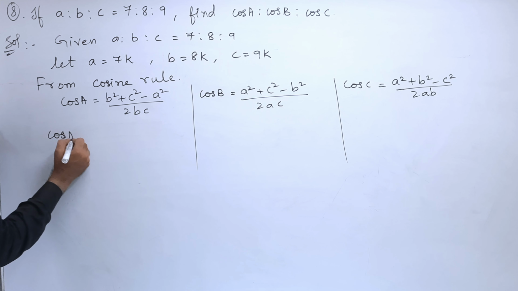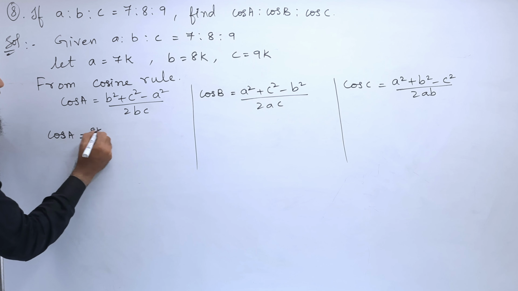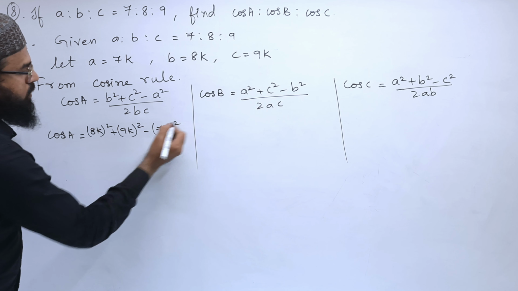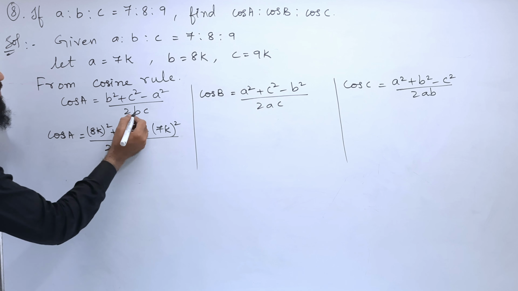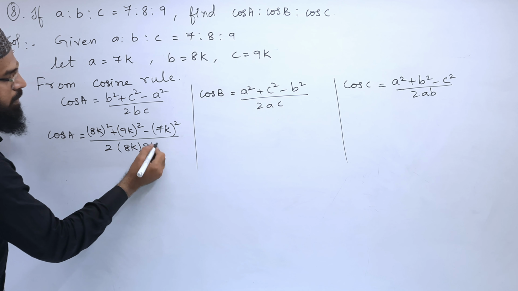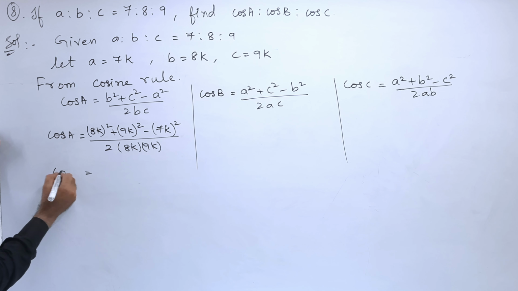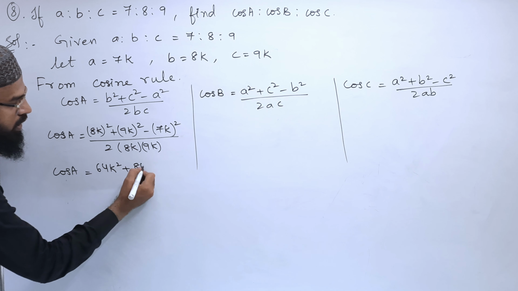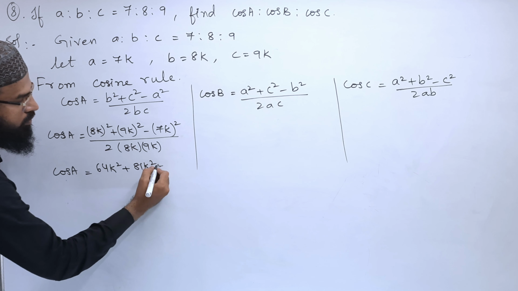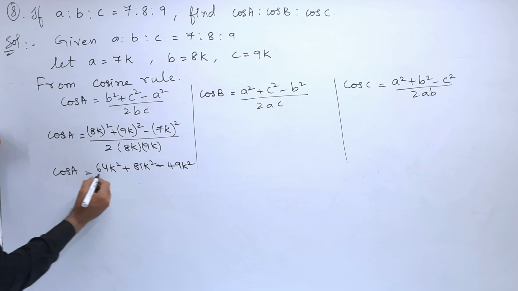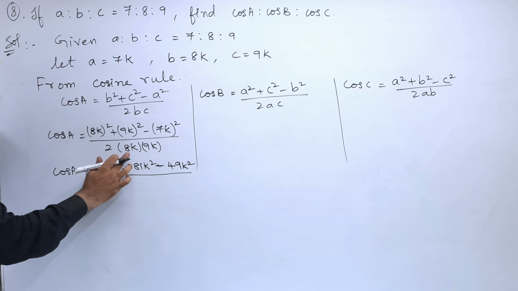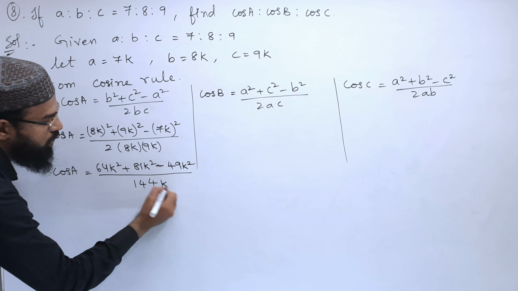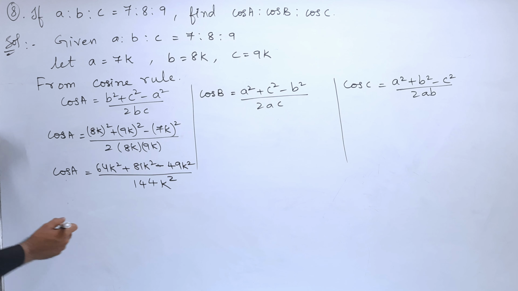So cos A = ((8k)² + (9k)² − (7k)²) / (2 × 8k × 9k). That is 64k² + 81k² − 49k², divided by 2 × 8 = 16, 16 × 9 = 144, so 144k².